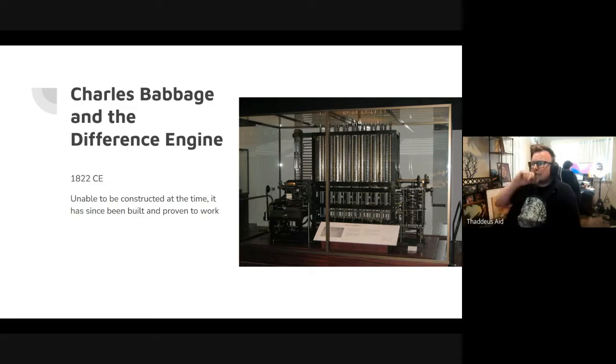However, in the last couple of decades, one of the museums in London actually built the damn thing. They used modern metallurgical processes, modern manufacturing techniques. They actually built the difference engine, and it actually works. So that's pretty cool.